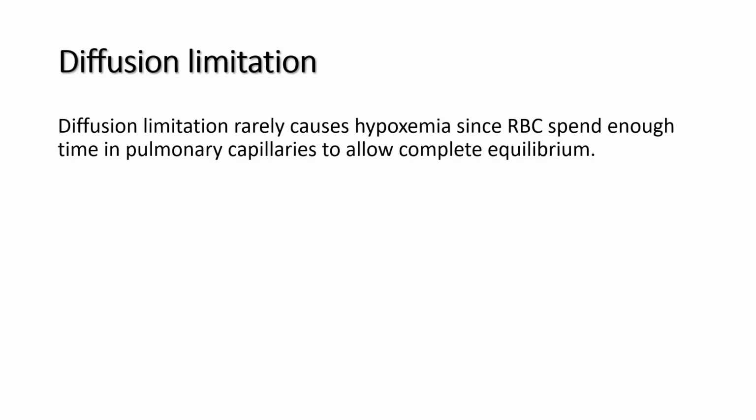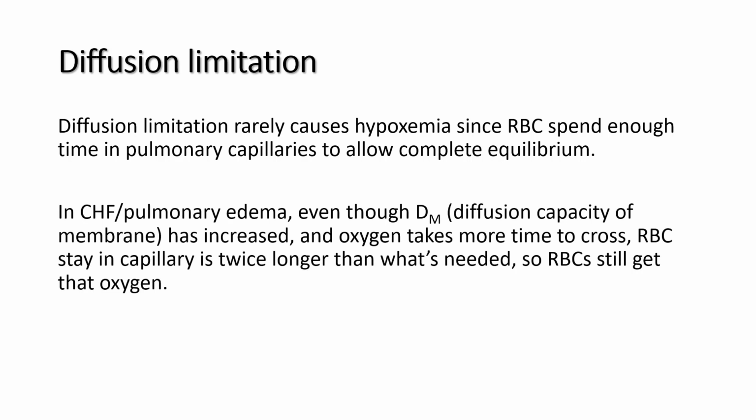Diffusion limitation rarely causes hypoxemia, as RBCs spend enough time in pulmonary capillaries to allow complete equilibrium. Even in cases of heart failure, where you have pulmonary edema and your diffusion capacity through the membrane gets worse, the RBCs stay in the capillary for a much longer period, and that's enough for the oxygen to diffuse along this membrane and reach the hemoglobin molecule.